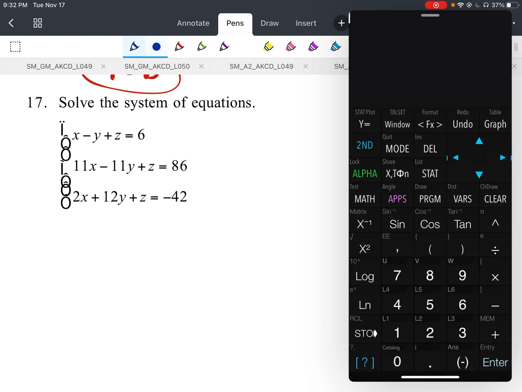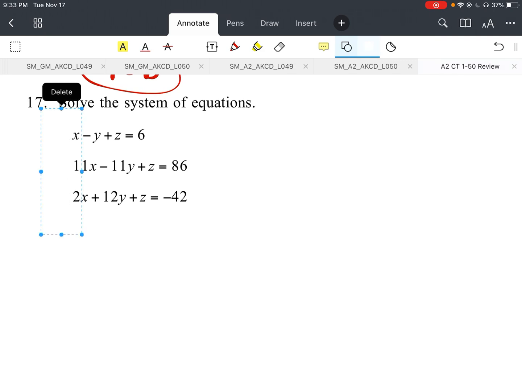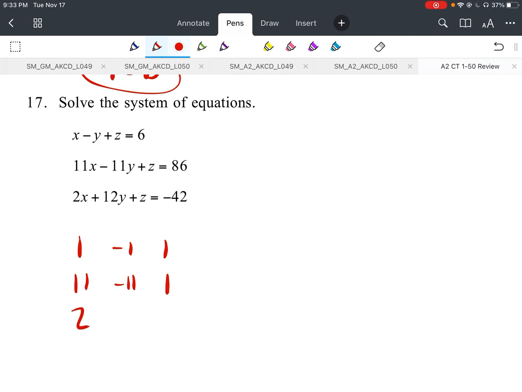It's a matrix. This is a matrix. All right, so I would use a matrix on this. You get your choice, but I'm going to use matrix because it's so much easier. Sorry about this little silly thing. There we go. How do you do matrix in this one? Well, again, this is 1x minus 1y plus 1z, so just turn this into a matrix. 1, -1, 1. 11, -11, 1. 2, 12, 1. So just turn this into your matrix.